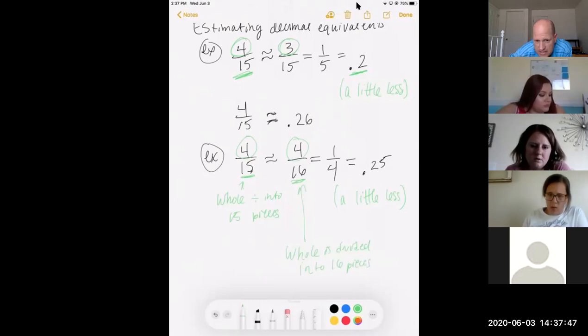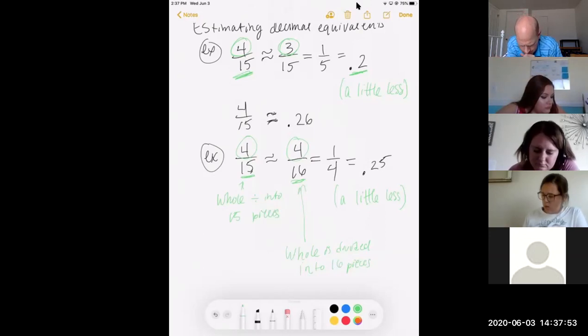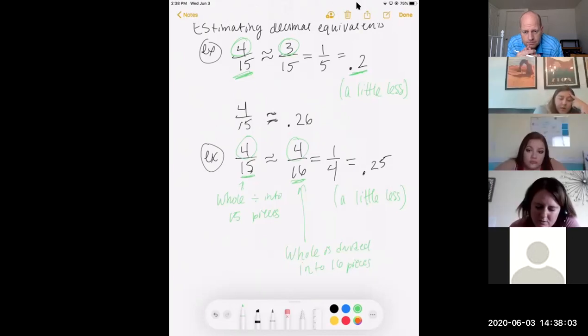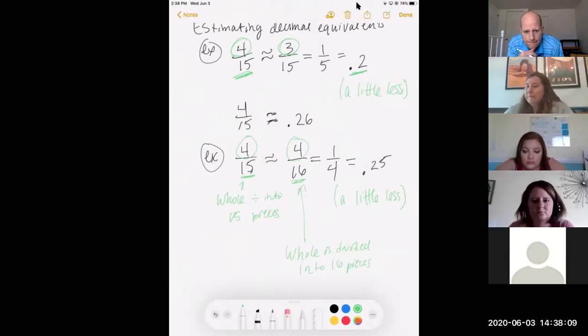Okay, how big are these pieces compared to each other? Which pieces are bigger, 15ths or 16ths? Or which pieces are smaller? You can think about that one. 15ths are a little bit bigger. Excellent. And how do you know that? I don't know how to explain it. Anybody knows how to explain it? Chime in. I do. Okay, go ahead.